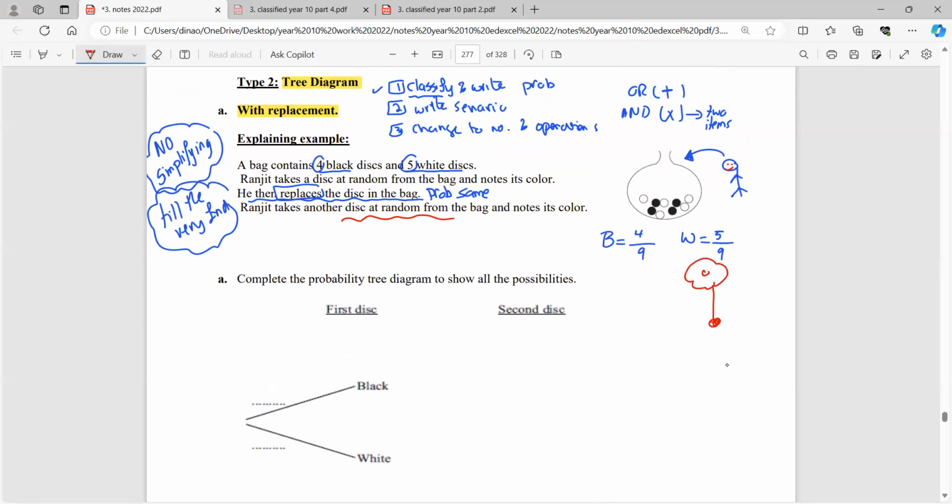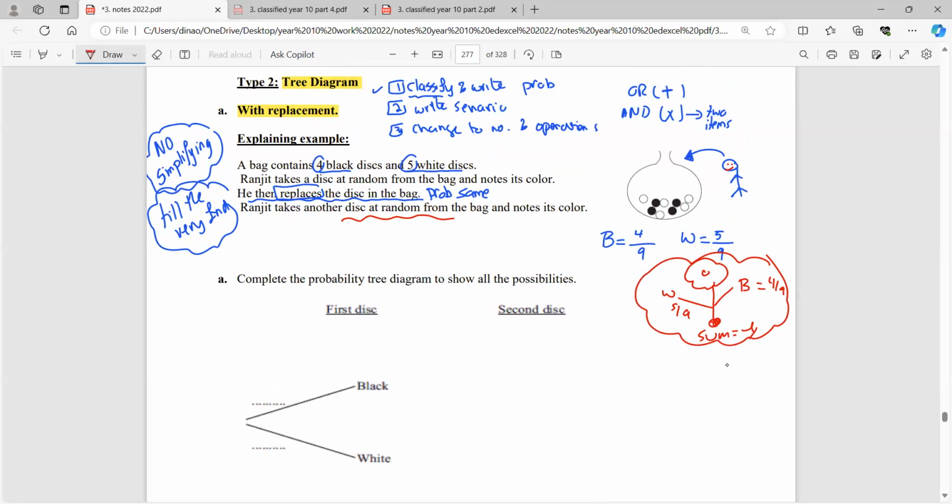The tree of Ranjit has two branches. Why does it have two branches? Because I have two colors in my question, so it's black and white. This is his tree. Now the black is 4/9 and the white is 5/9. And of course, as we said earlier, the sum of the branches of any tree must be equal to 1.